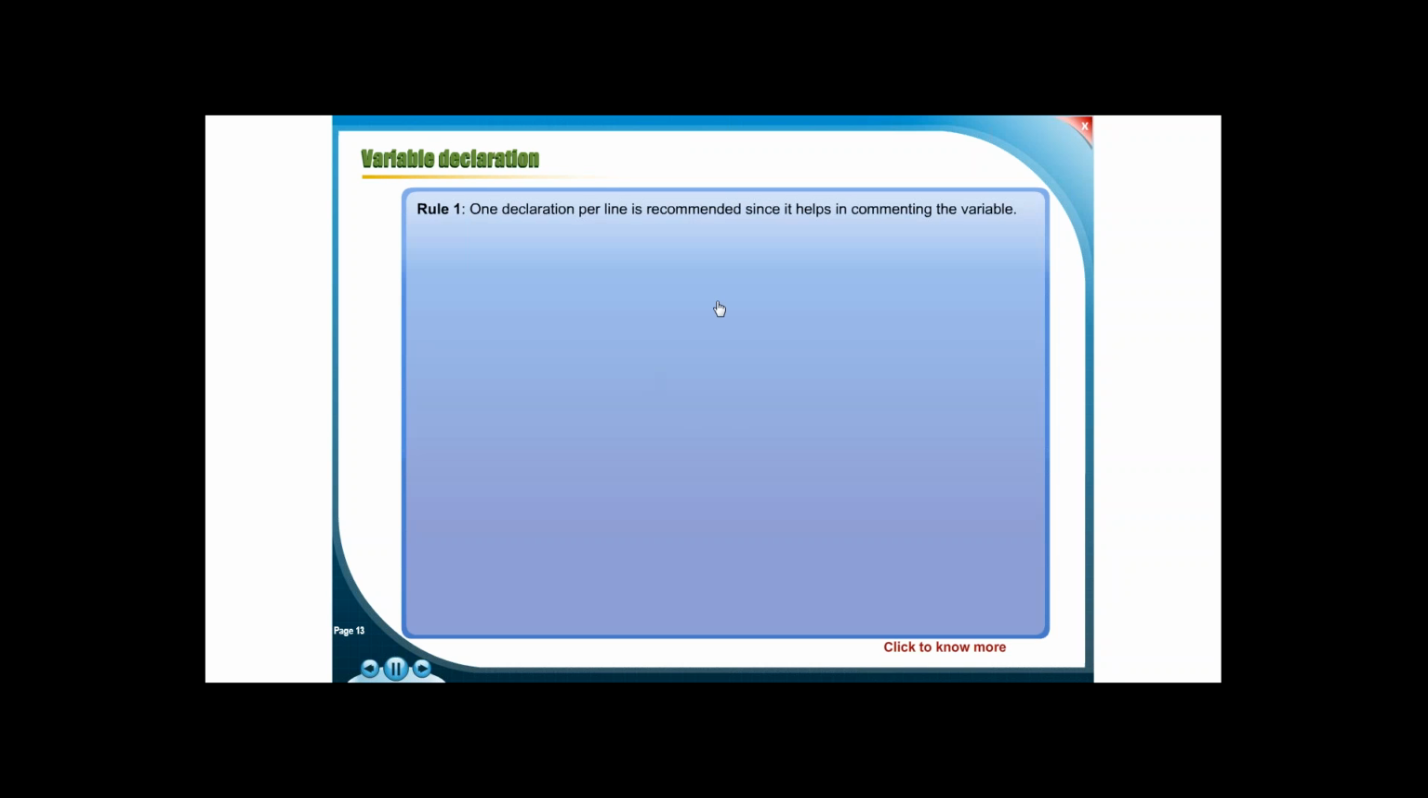Variable declaration. Adopting one declaration per line is recommended since it helps in commenting the variables. You can see here the do's and don'ts. Don't declare two variables in a single line, like int level, size. Instead, go for int level as one variable and int size as the other variable, so that the first variable can be described in a comment immediately after it.